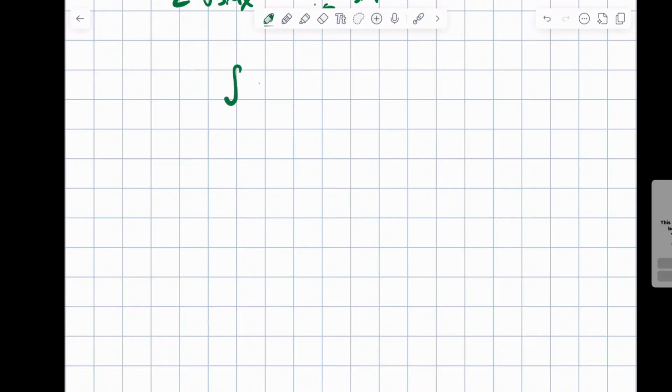Integration of secant to the fourth 3x and tangent of 3x. And you guys all know how to do it? Okay, so we're gonna go to the next one. Integration from pi over 4 to 0 of tangent to the fourth x dx.